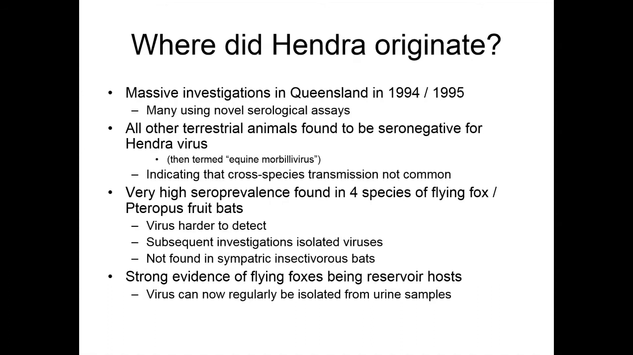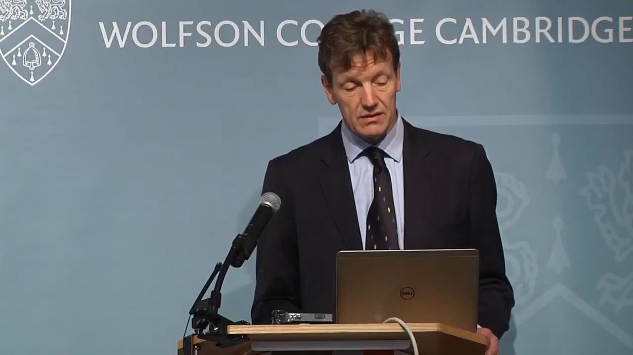So then the big question came: where did Hendra originate? This was in Brisbane in Queensland, which is the northeastern part of Australia. There were huge investigations of every animal species, wildlife and domestic animal species, in Queensland over the next year or 18 months. And all other so-called terrestrial animals were found to be negative serologically for Hendra virus. So there was no evidence of widespread infection in domesticated animals but also in wild animal species.